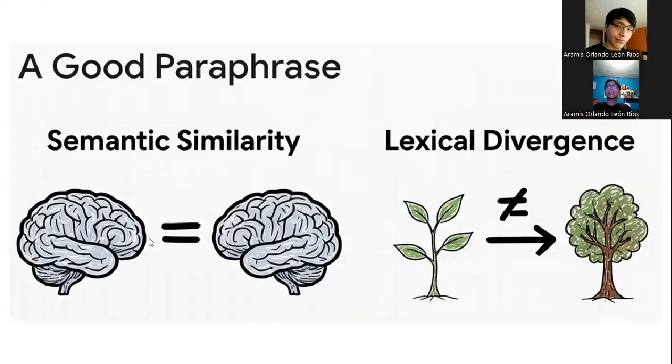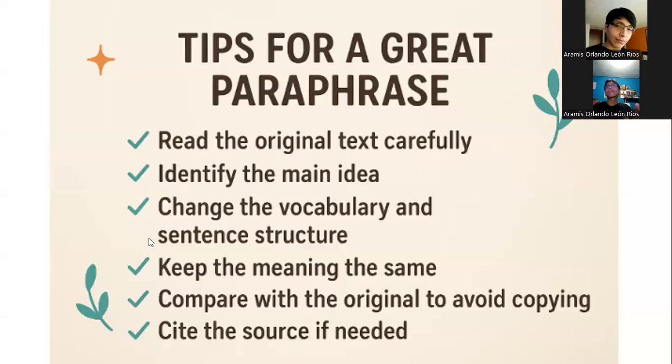A good paraphrase always maintains the semantic similarity and tries not to use lexical divergence. Why? Because of some tips for a great paraphrase. The first one, we have to read the original text carefully, identify the main idea, change the vocabulary and sentence structure, keep the meaning the same, and compare with the original to avoid copying. And the last one, only if it's really necessary, cite the source.